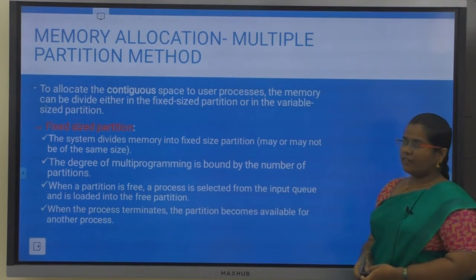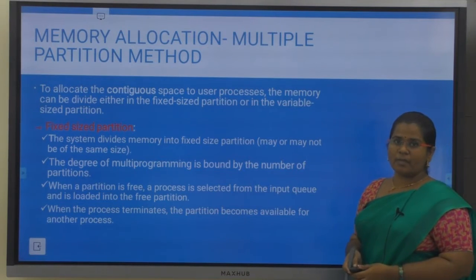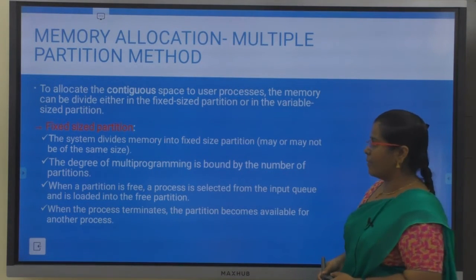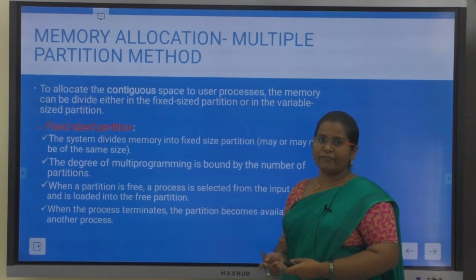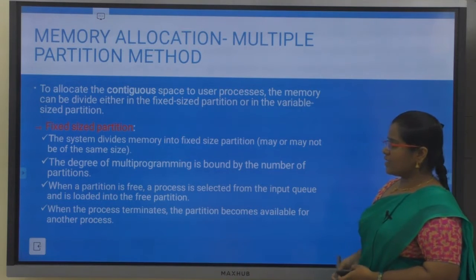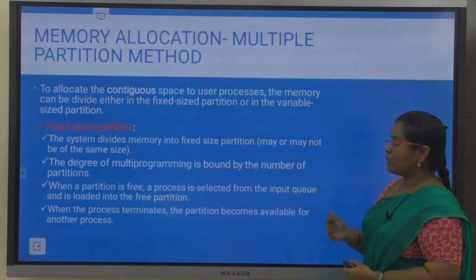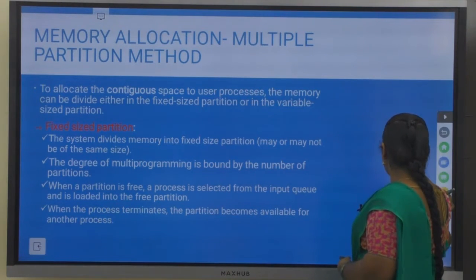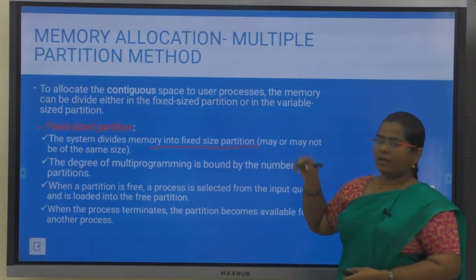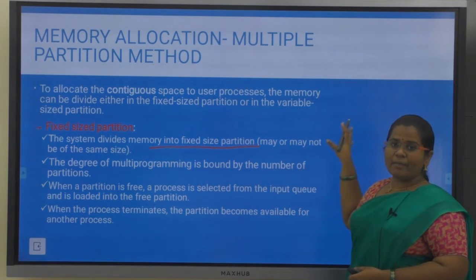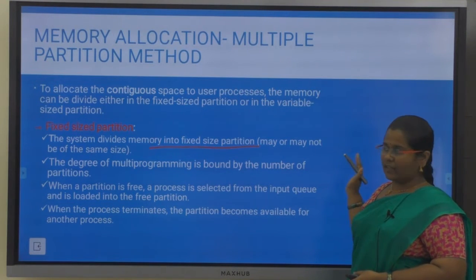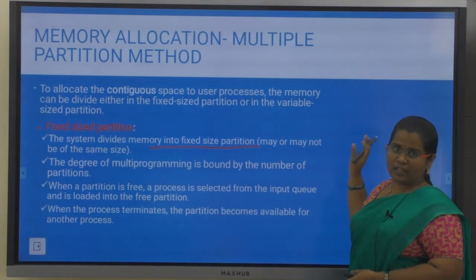Okay, so now we'll go with the contiguous memory allocation methods, how your processes are going to be allocated in your main memory. In this, we have two methods in contiguous memory allocation. One is fixed sized partition. In fixed sized partition, you will divide your memory into fixed sized partitions. The available main memory is completely divided into different sized partitions, and their size is fixed in prior.